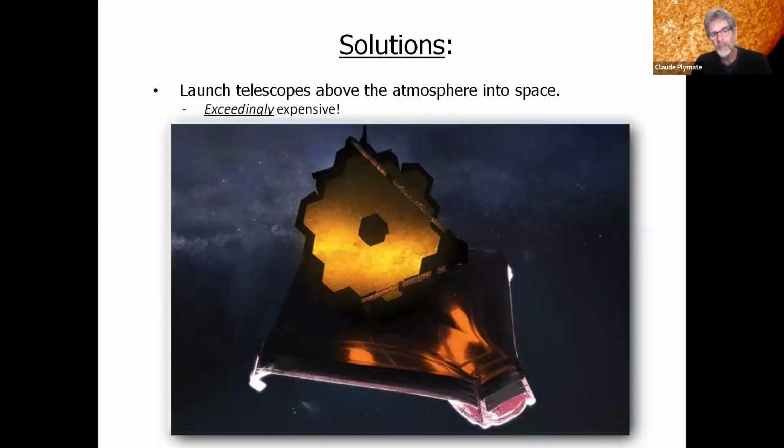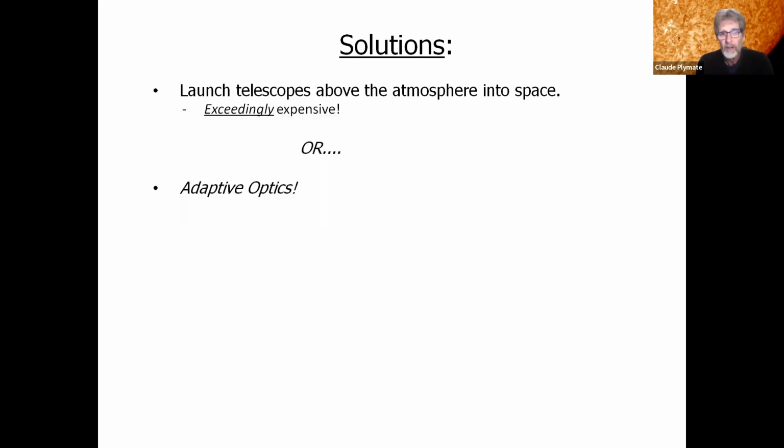Here's a typical example of a 6.5 meter telescope launched into space for only $11 billion. Now, my rule of thumb is space telescopes tend to be something of the order of 3 orders of magnitude more expensive than the ground-based equivalent. So yeah, space is expensive. Another option became adaptive optics.